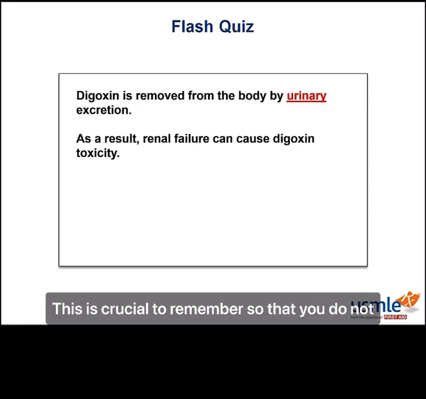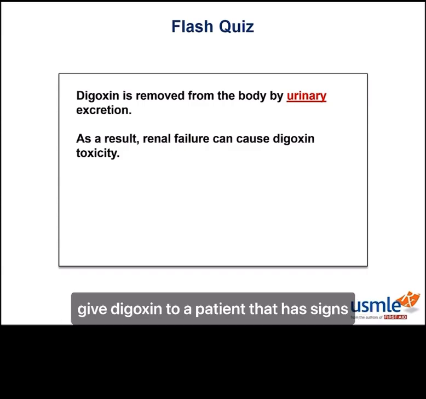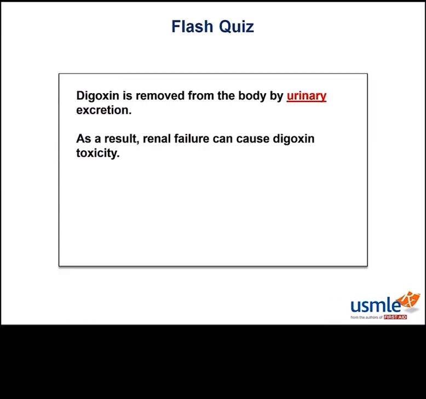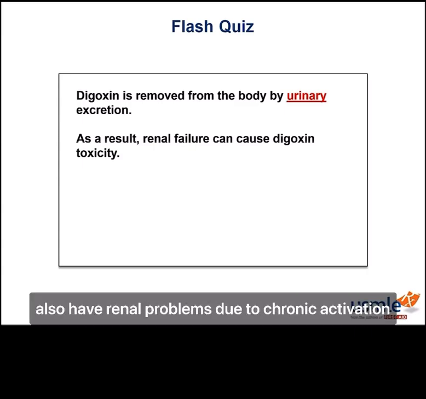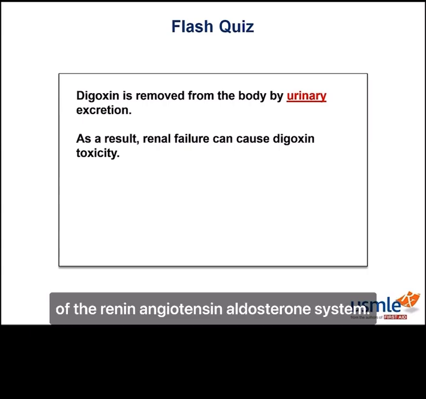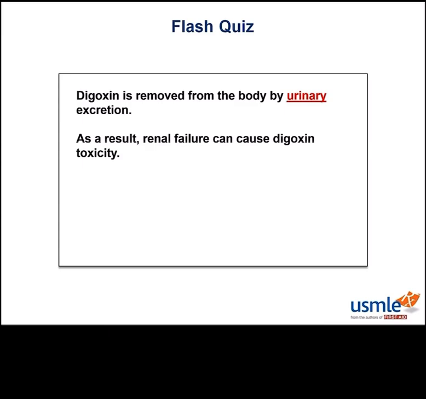This is crucial to remember so that you do not give digoxin to a patient that has signs of decreased renal function. You need to double check that creatinine for any signs of renal failure. A lot of patients with heart problems also have renal problems due to chronic activation of the renin-angiotensin-aldosterone system, so be on the lookout for this.